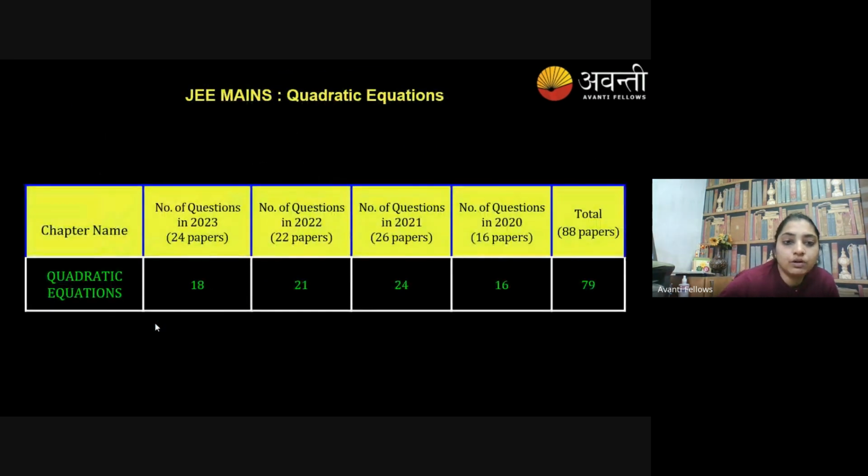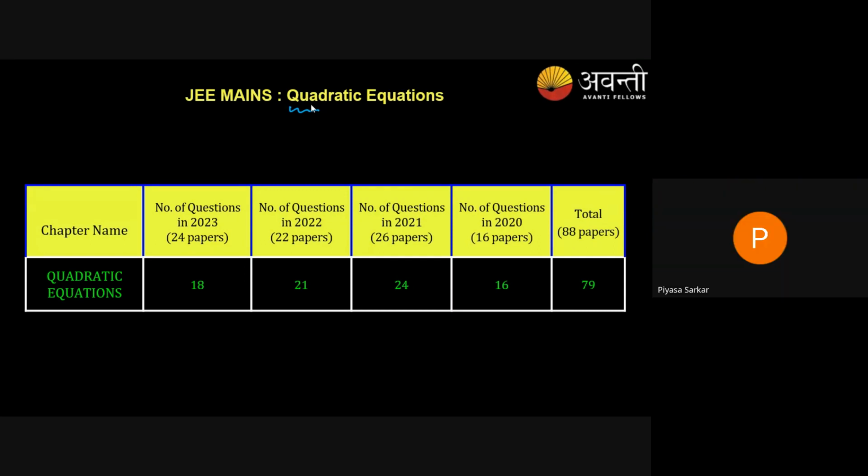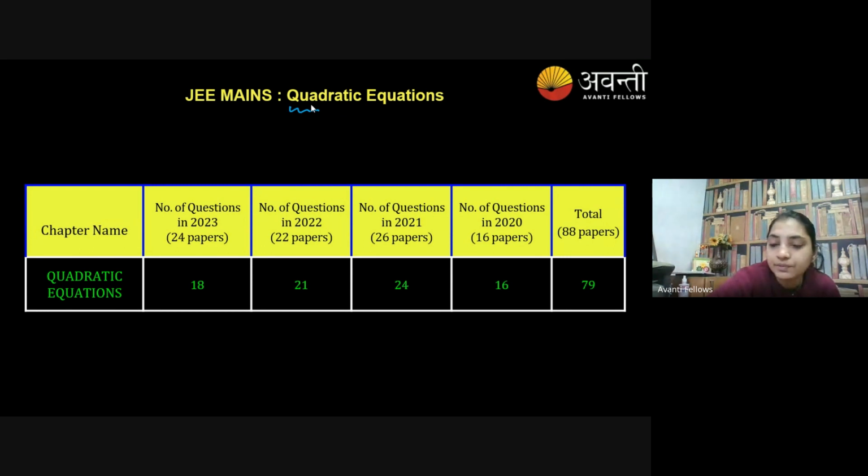Right? So why is it important? Because quadratic equation is not a part of your NCERT syllabus. It's not a part of your class 11 syllabus. Remember, if you go through the syllabus, you will never see quadratic equation as a chapter. But when we talk about JEE, quadratic equation has a different approach and importance, because in 24 papers, 18 questions were there. In 22 papers, 21. It means approximately one question in each paper. Can you see? Got it?